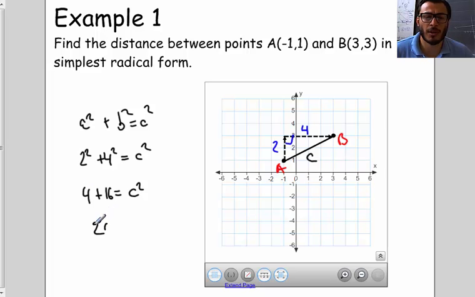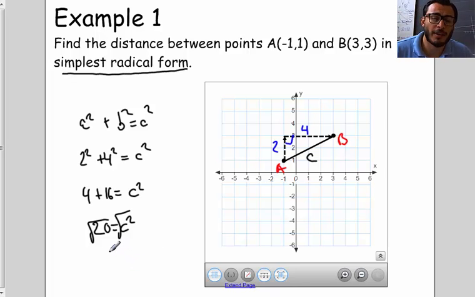Then we get 20 equals c squared. We're going to take the square root, and we get the square root of 20 equals c. But we want this in simplest radical form, so you need to find a perfect square that divides evenly into 20. That will be 4. So radical 4 is a perfect square that divides evenly into 20. Radical 4 times what will give me 20? Radical 4 times radical 5.